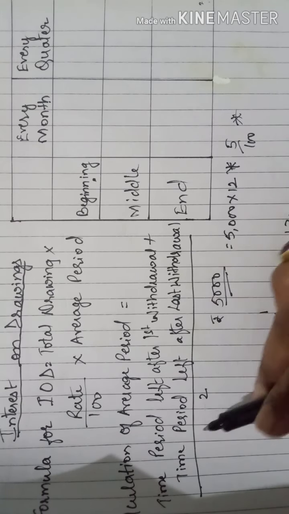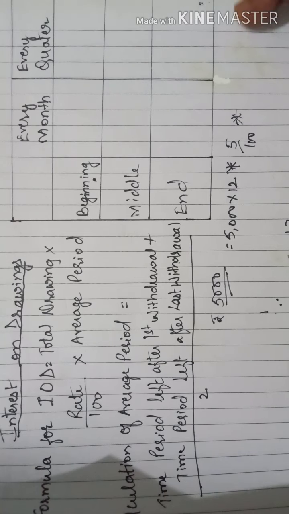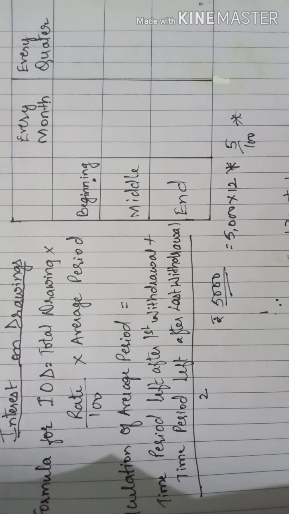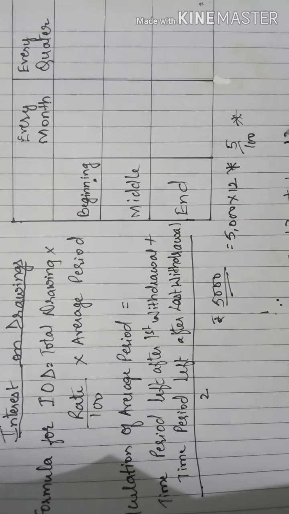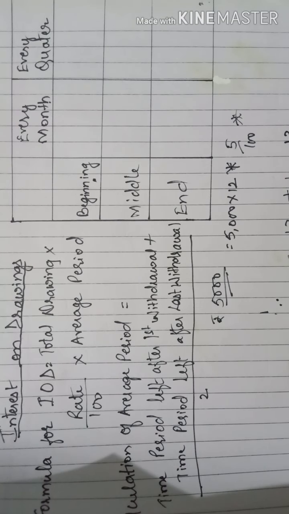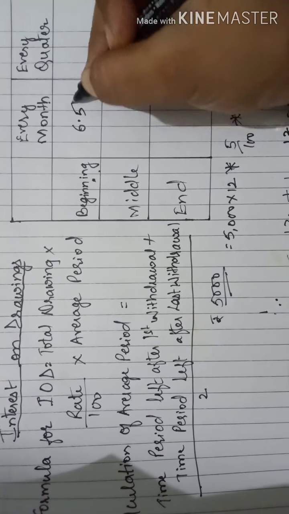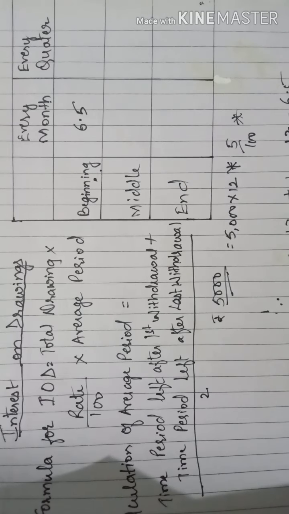Now time period left after last withdrawal. What will be the date of my last withdrawal? 1st December. So what is the time period left after last withdrawal? That is 1. Now 12 plus 1 divided by 2 gives me 13 divided by 2. So my average calculation will be 6.5. So if I withdraw every month at the beginning, I will get an average time period of 6.5.